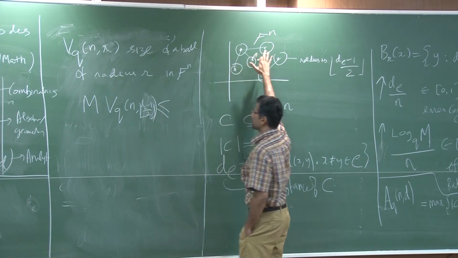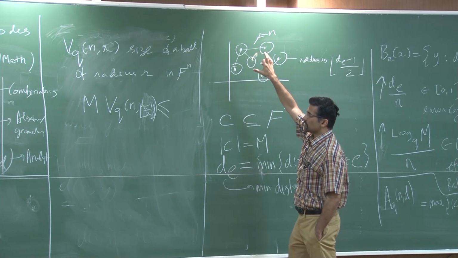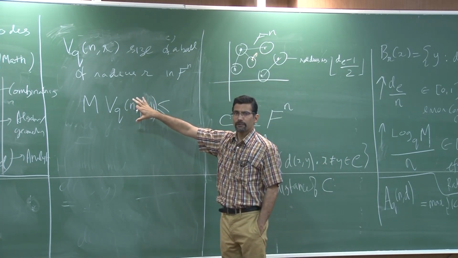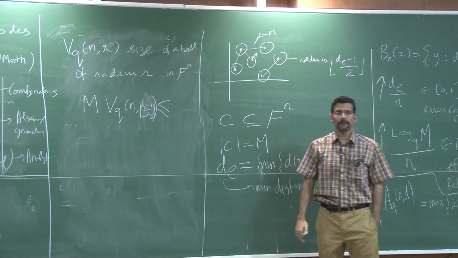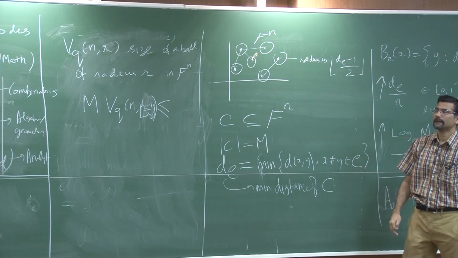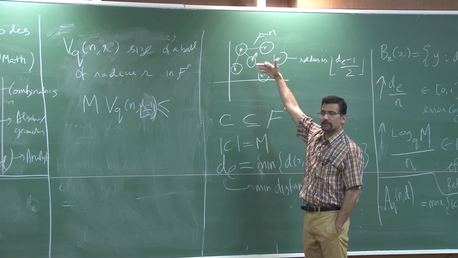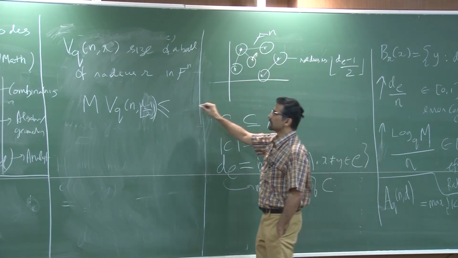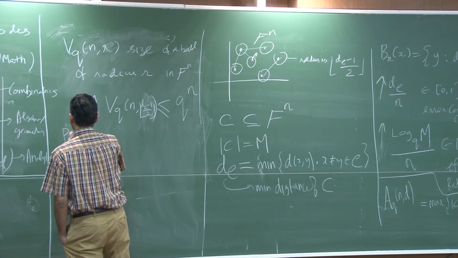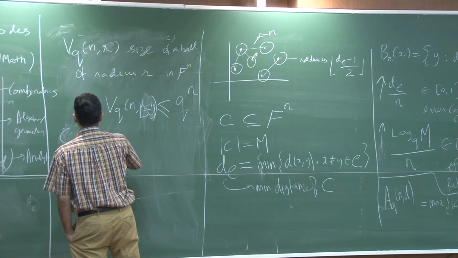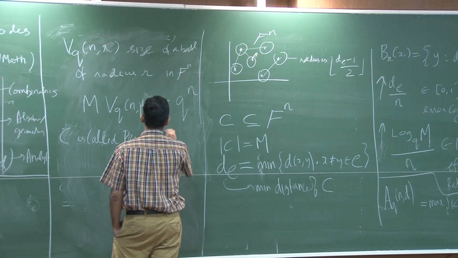Go back to this code. It has size m. There are these m balls. The size of each ball is this much. Size of a ball of radius (d minus 1) over 2. This is less than or equal to what? Yes, because this is a disjoint union of balls, so it's a subset of the ambient space. The ambient space has size q to the n. So it's a perfect code. C is called perfect if equality holds.